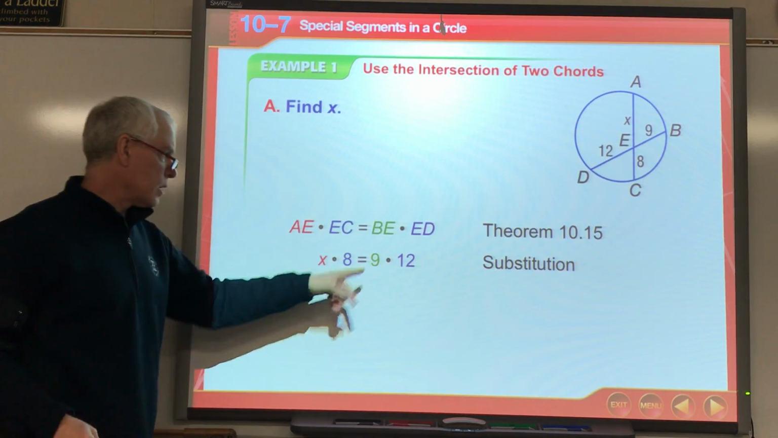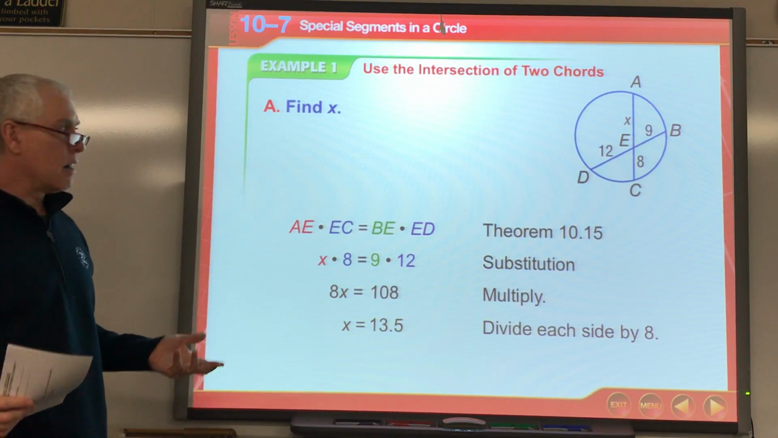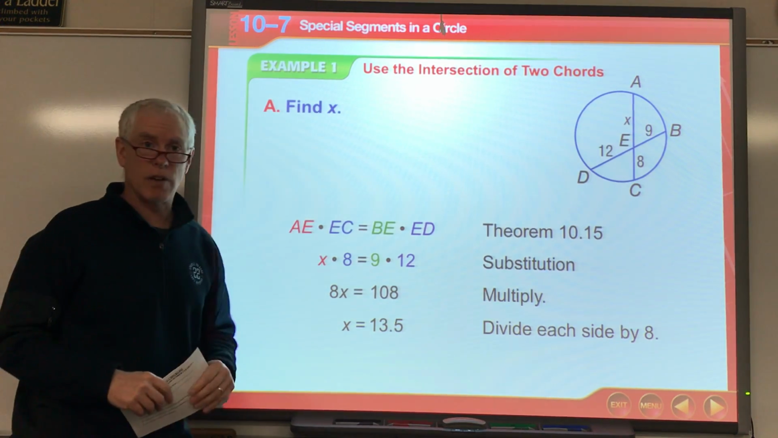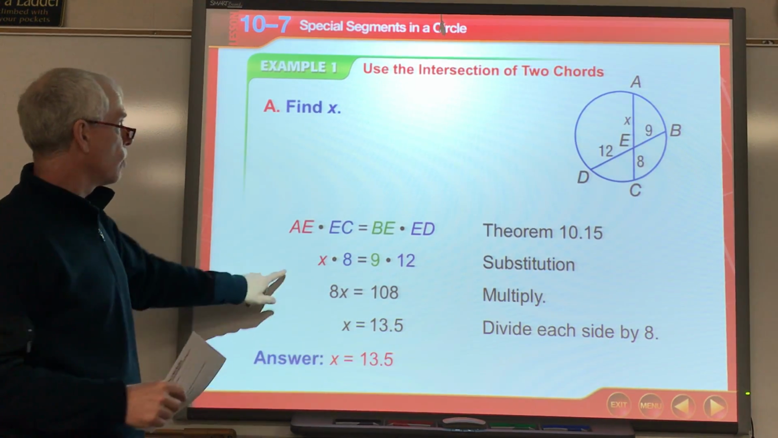So a little bit of algebra, 9 times 12 is 108, divided by 8 gives me 13 and a half, done. All they asked me to do is find x. I don't need to plug it in to find a line segment, so we're good to go.